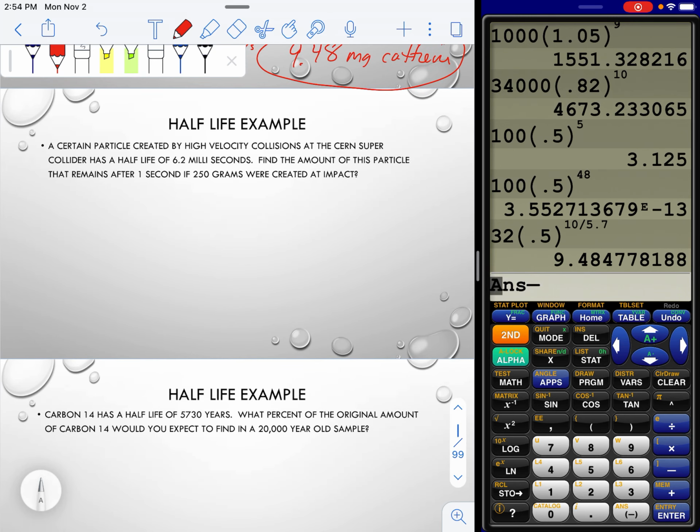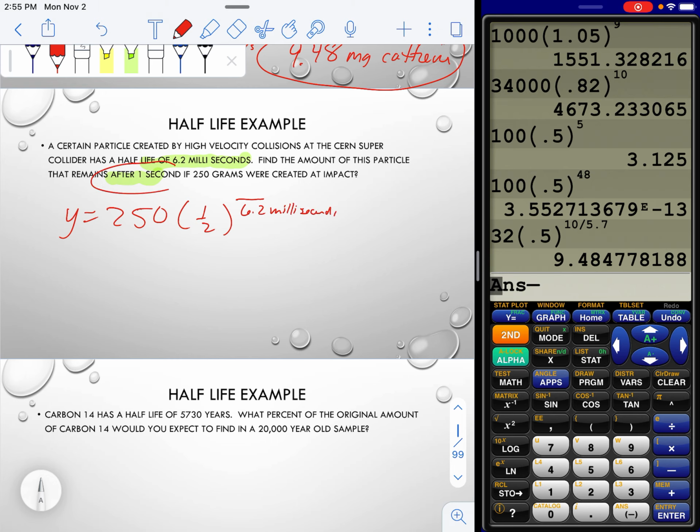Here's another one. A certain particle created by high velocity collisions at the CERN super collider has a half-life of 6.2 milliseconds. Find the amount of this particle that remains after 1 second, if 250 grams were created upon impact. So we have our initial value of 250 times the half-life multiplier, 1/2. Now we have to raise this appropriately. Your half-life is 6.2 milliseconds.